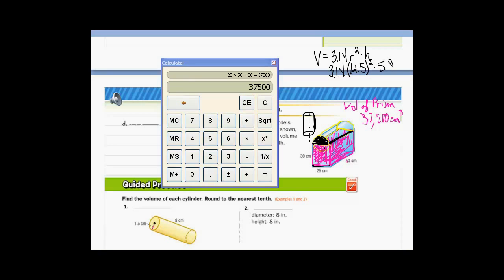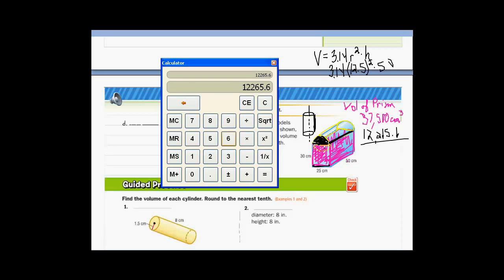So using my trusty calculator, I've got 3.14 times 12.5 times 12.5 times, how tall is it again? 50. Now, that would be if we had the whole cylinder, but there's not a whole cylinder sitting on top of there. It's only half of it. So I'm going to divide this answer by 2. Leaves me with 12,265, and I'm going to round that to the nearest tenth, 0.6. Let's add those two things together.